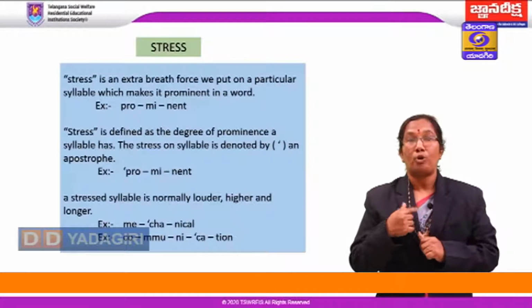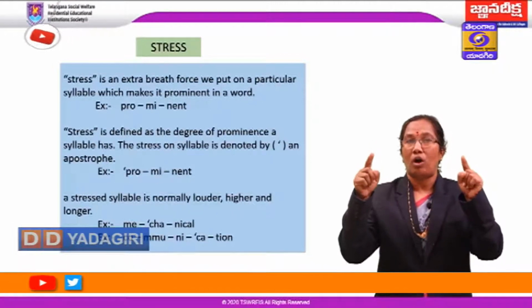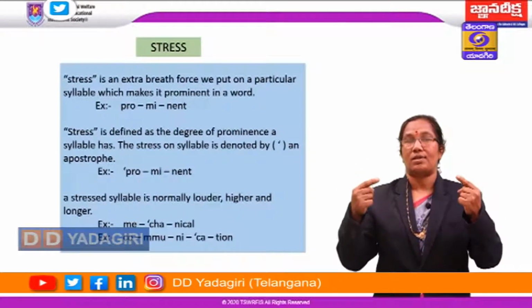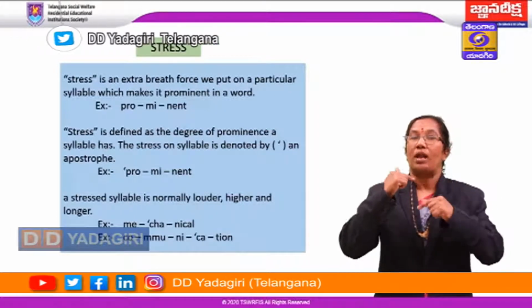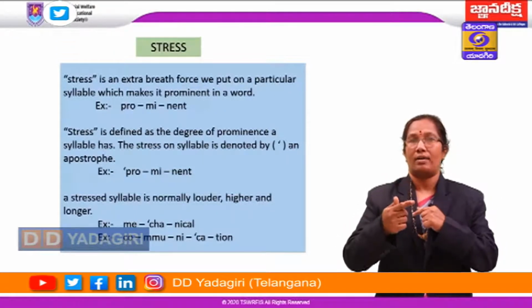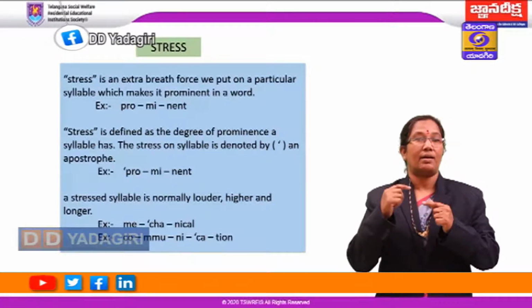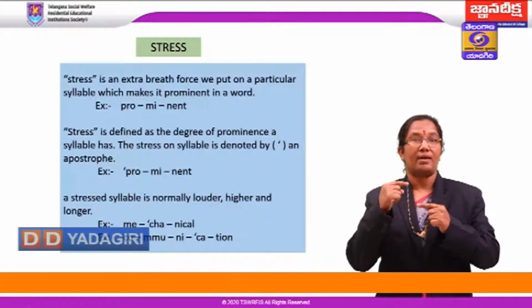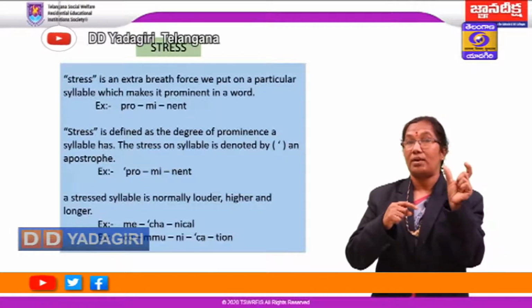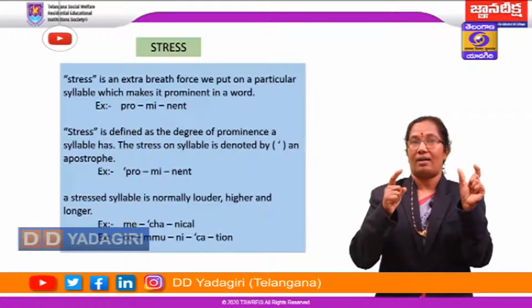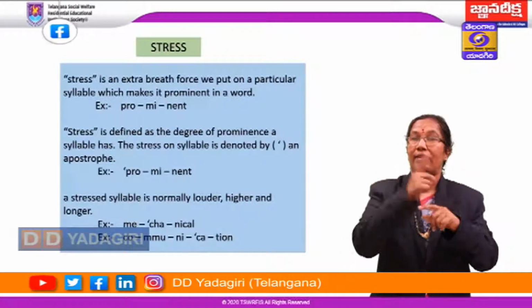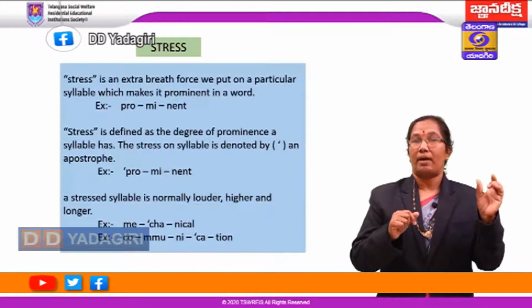So, when I say the word prominent, you hear the syllable pro louder, higher and longer. So, this is another feature of stress. A stressed syllable is normally louder, higher and longer. Look at one more example. Mechanical. So where do you get this prominence of syllable? On ka. So ka is heard much louder, higher, longer than the other syllables in the word. Mechanical.